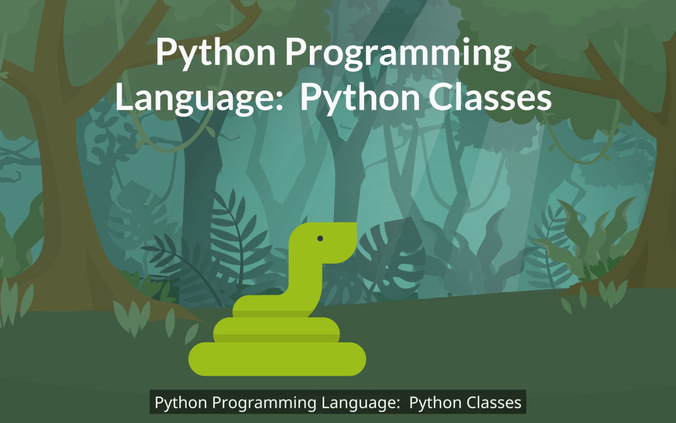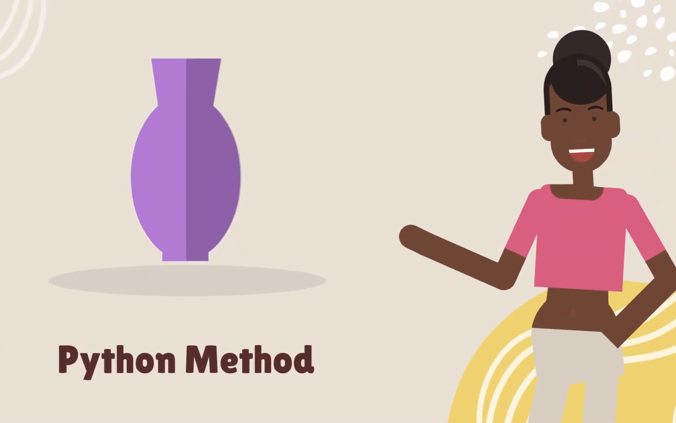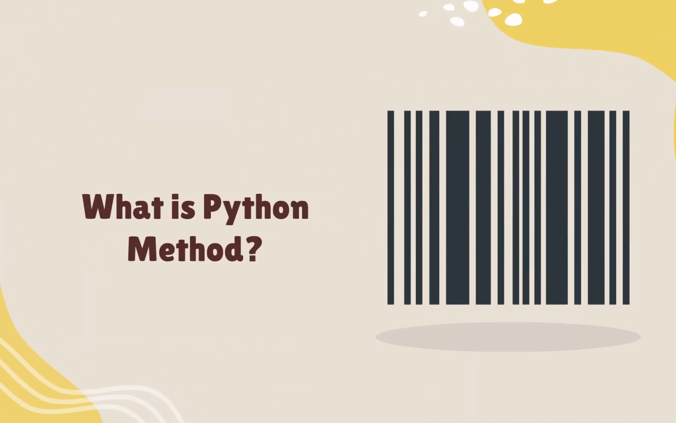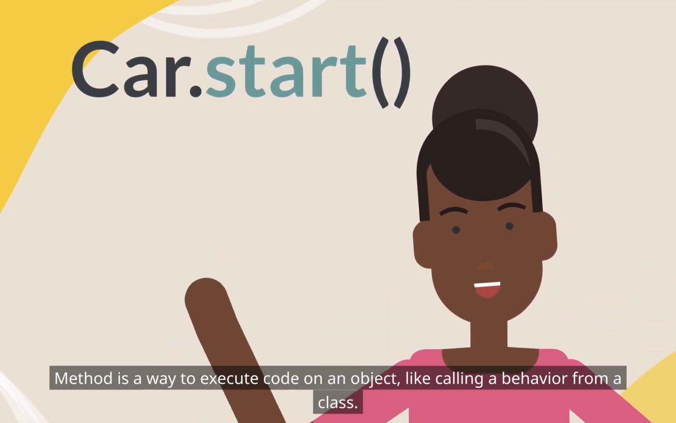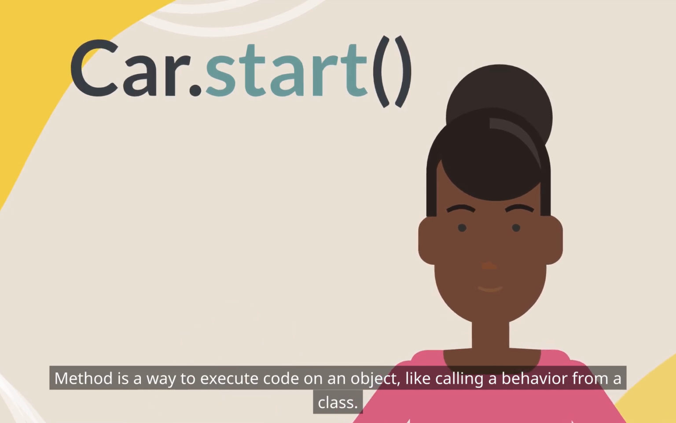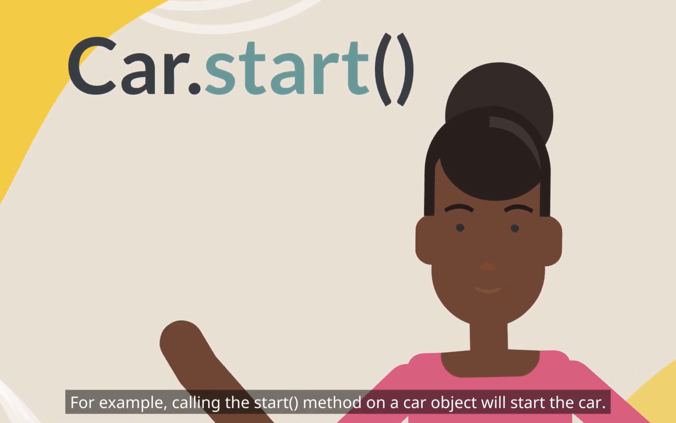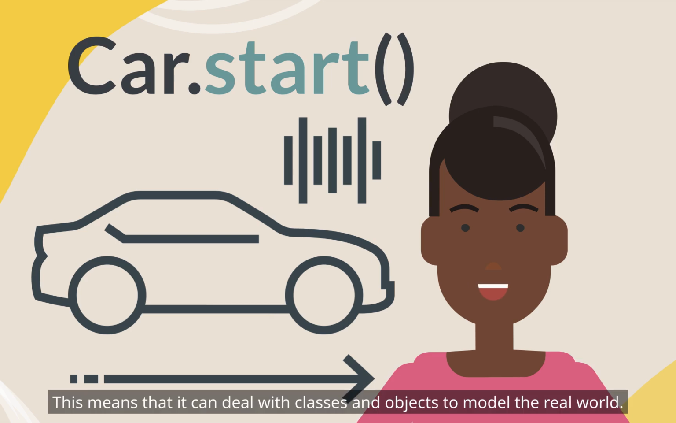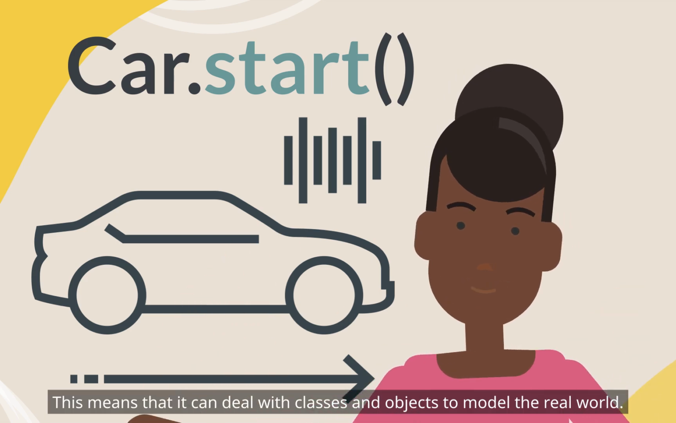Python programming language, Python classes. Python method. A method is a way to execute code on an object, like calling a behavior from a class. For example, calling the start method on a car object will start the car. This means that it can deal with classes and objects to model the real world.